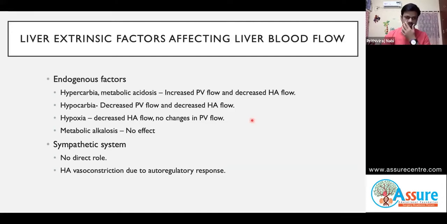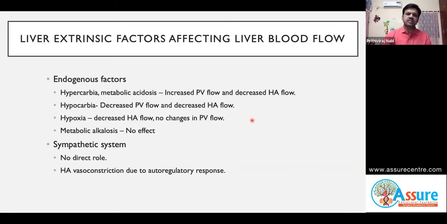So coming to the endogenous factors, hypercarbia and metabolic acidosis, they increase the portal vein flow. So obviously, portal vein flow increases, and the hepatic artery will decrease by the hepatic artery buffer response. In hypocarbia, it is entirely different, where both the portal flow and the hepatic artery flow are decreased. So this is an important point you'll have to note.